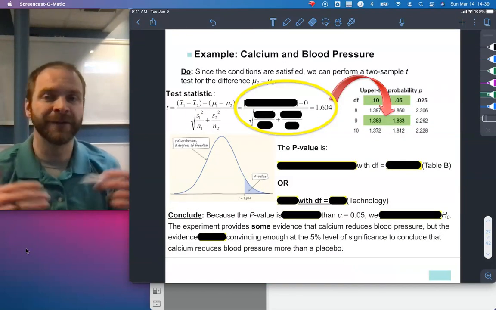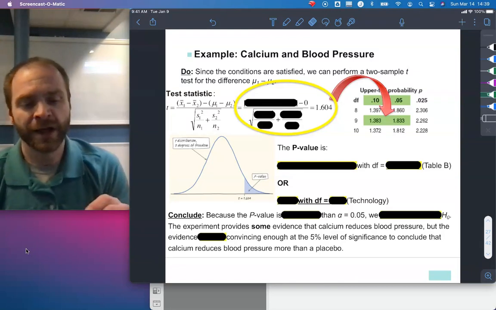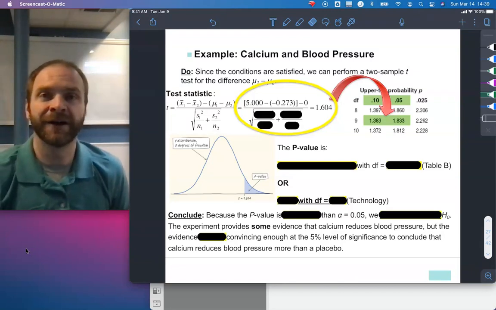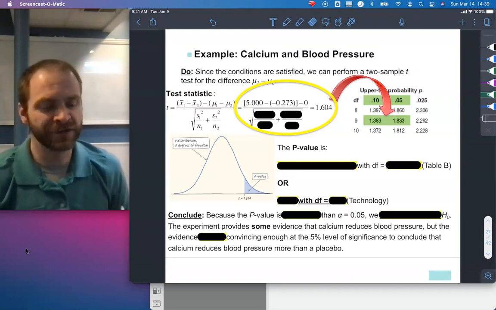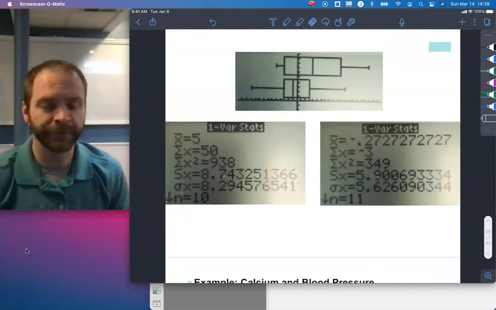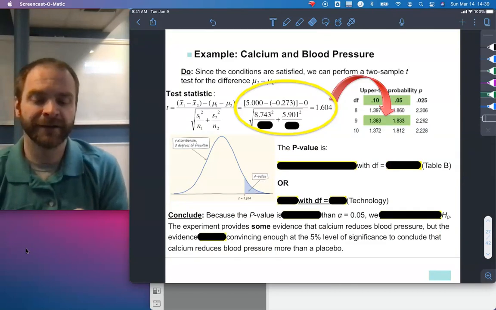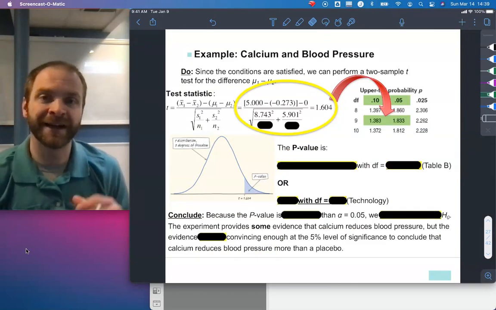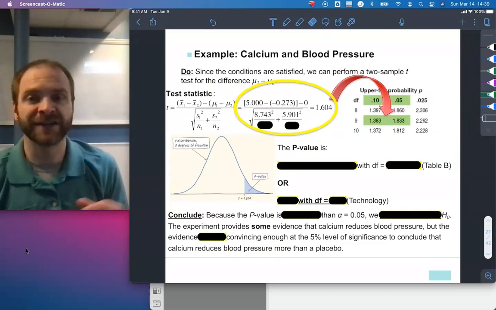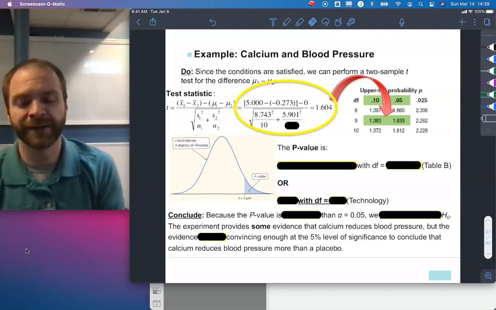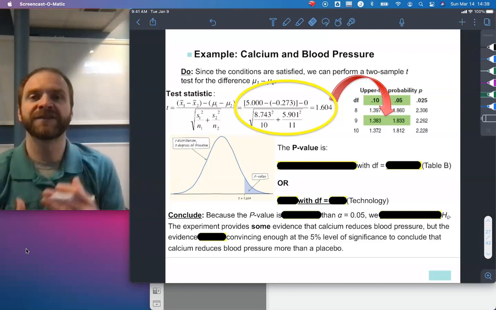Since conditions are met, we can proceed. Good news. Well, that is going to be our x bar of 1 minus our x bar of 2 found from the calculator there. And then we have our standard deviation. Let's see, was I right? 8.743, the 5.90. Yes, so we have our standard deviation squared for each one over the sample size, add them, and then square root.